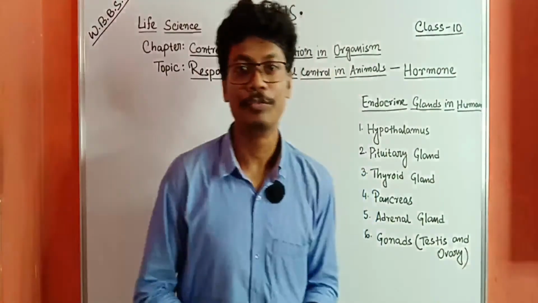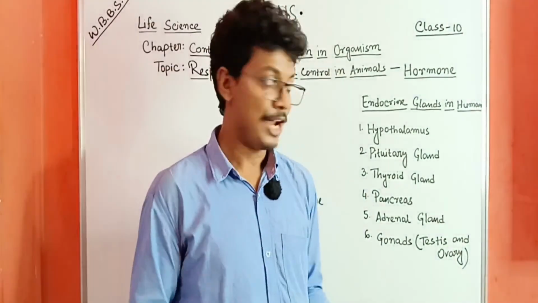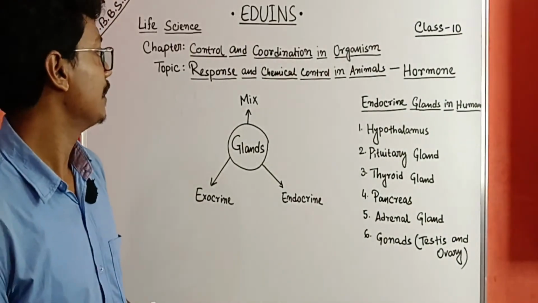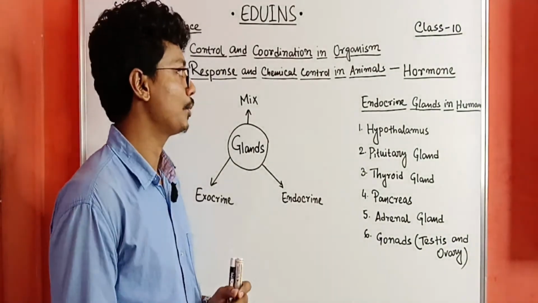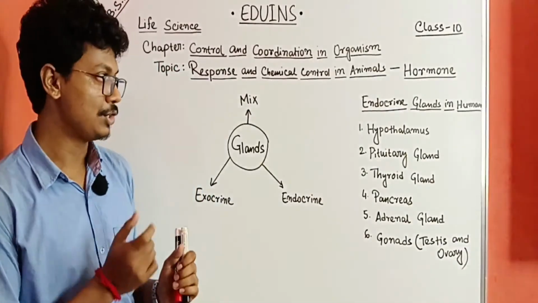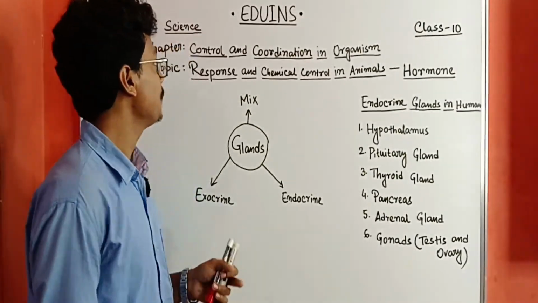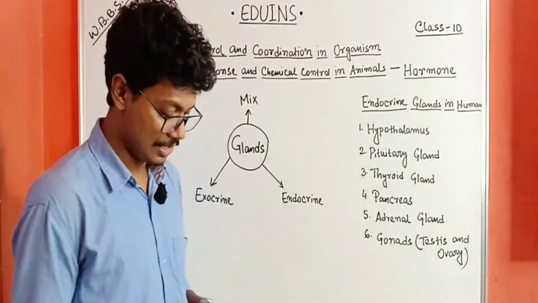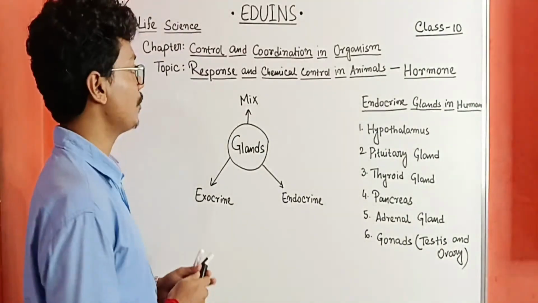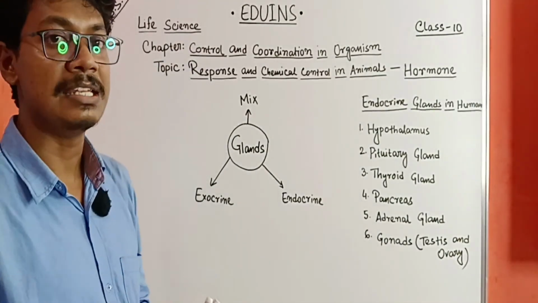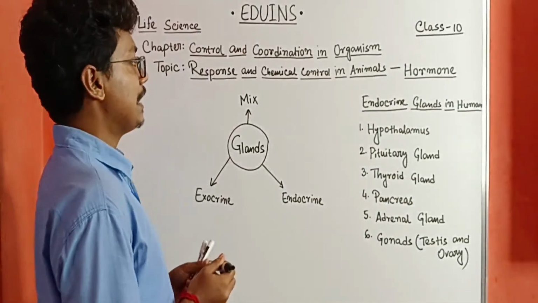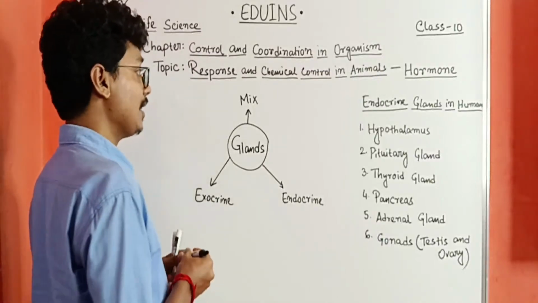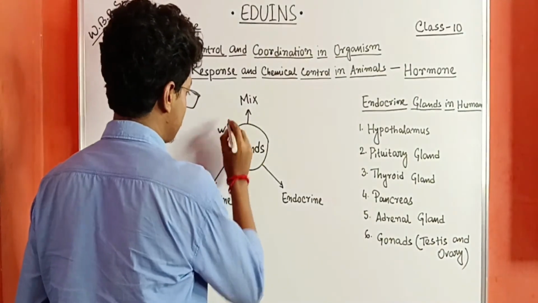Hello dear students, welcome to another live of Edwins. In our live classes, we will discuss response and chemical control in animals, especially the hormones. In previous classes, we discussed tropism, or movement of the plant. In today's class, we will discuss animals, especially humans. In response and chemical control in animals, one term is glands.